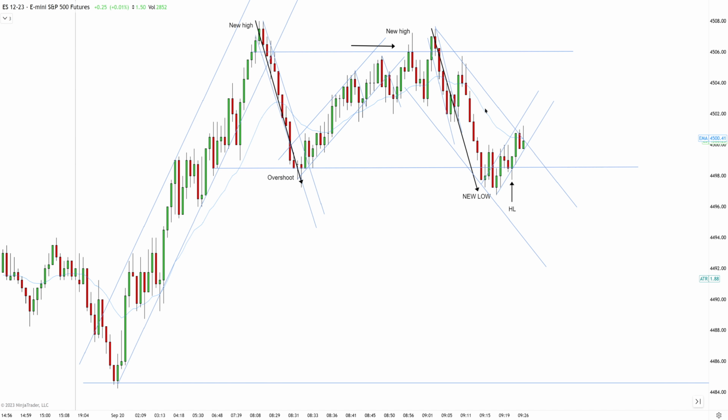Notice how the EMA flattened. You can't just zoom in on this second entry short. You can see the EMA completely flat. You have move up, move down, move up, move down. So this is clearly a trend range structure. And this is FOMC day.